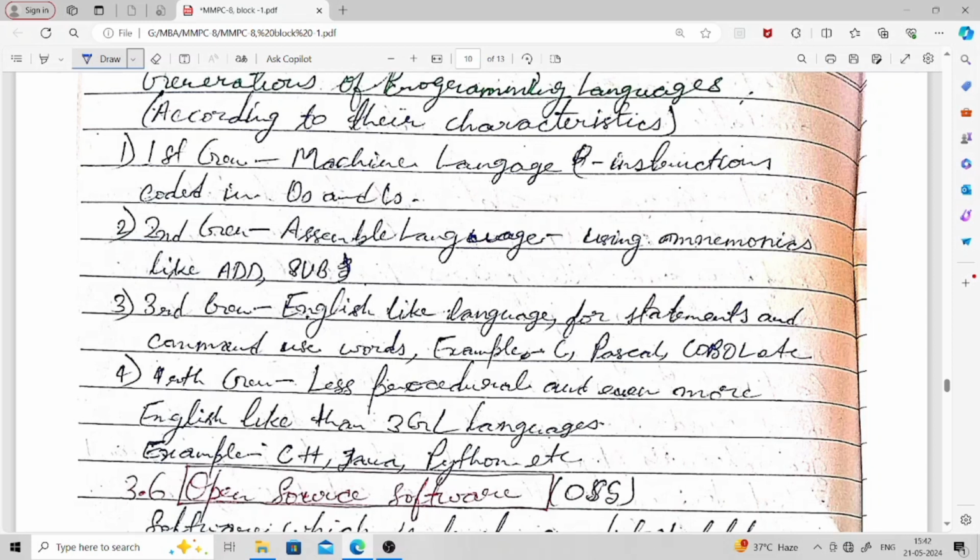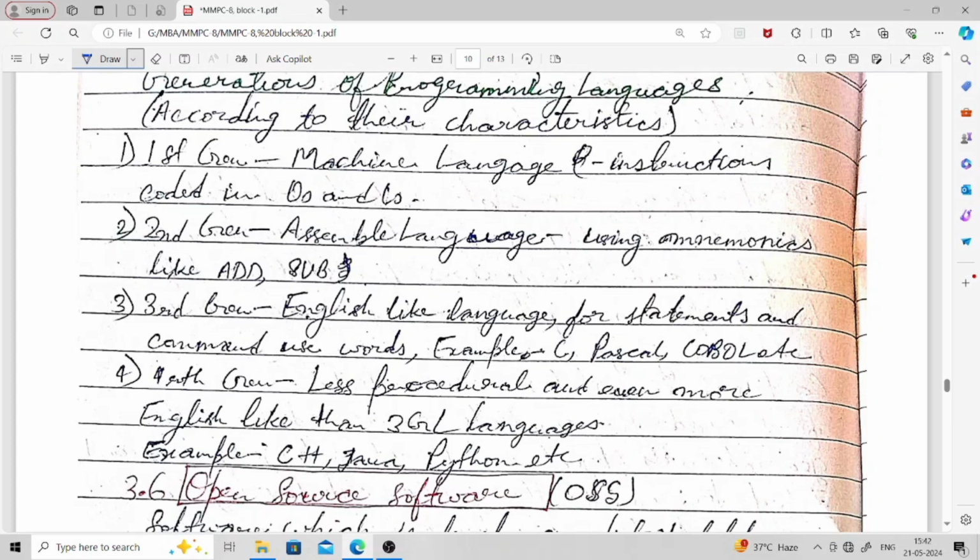For any statement in English-like language, for statements and commands we use words. For example, C, Pascal, COBOL, etc. So in all these programming languages we use statements and commands, and whatever statements and commands are used, they are written using words.